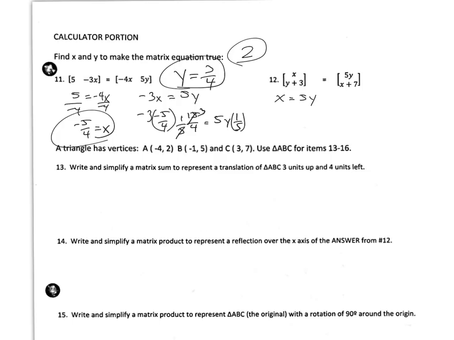For number 12, x is equal to 5y. Not much you can do with that. I mean, it's simplified. And then we have y plus 3 is equal to x plus 7. Well, x is 5y, so y plus 3 is equal to 5y plus 7. Subtract the 3, subtract the 5y. Sorry, I lost track of my y. So then we get y equals -1. Well, if y equals -1, then x is equal to -5.